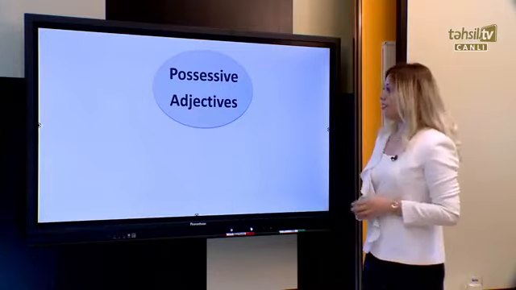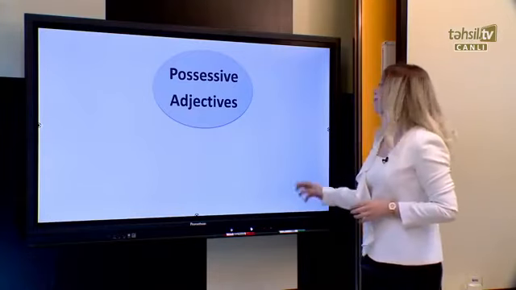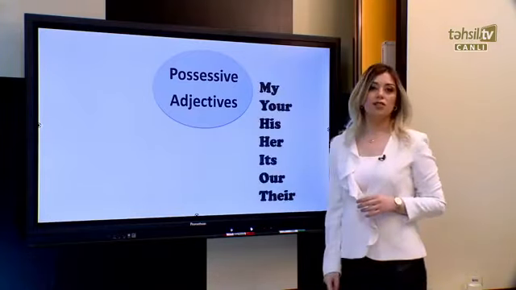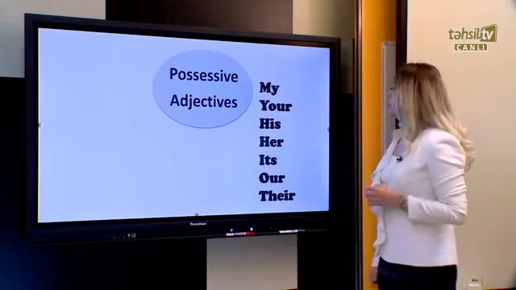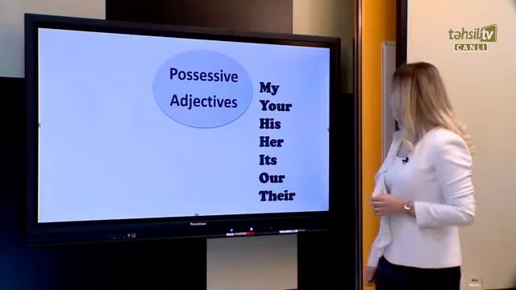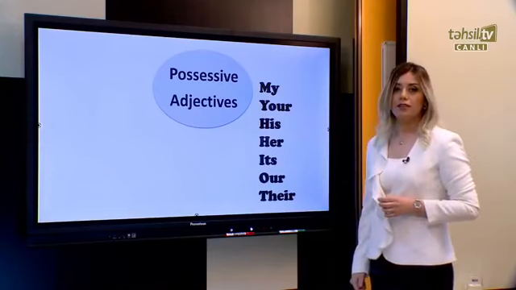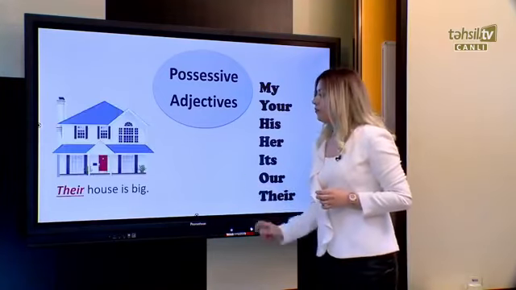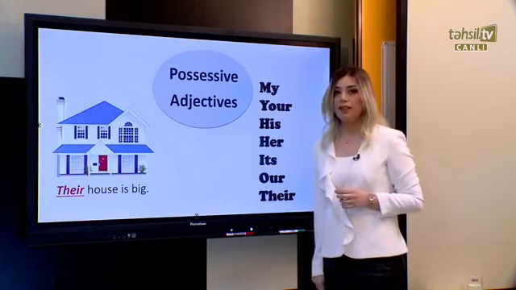Next one, possessive adjectives. Possessive adjectives are my, your, his, her, its, our, their. Example, their house is big.